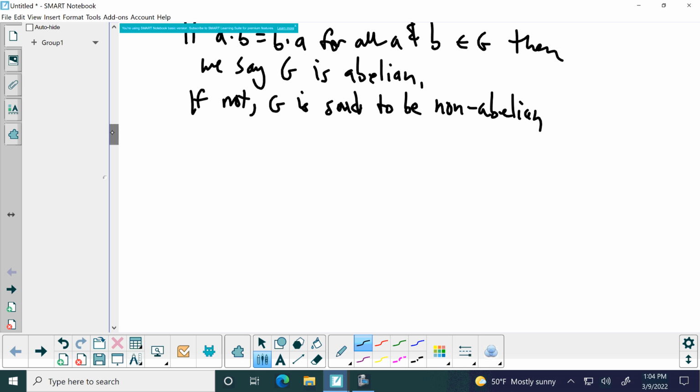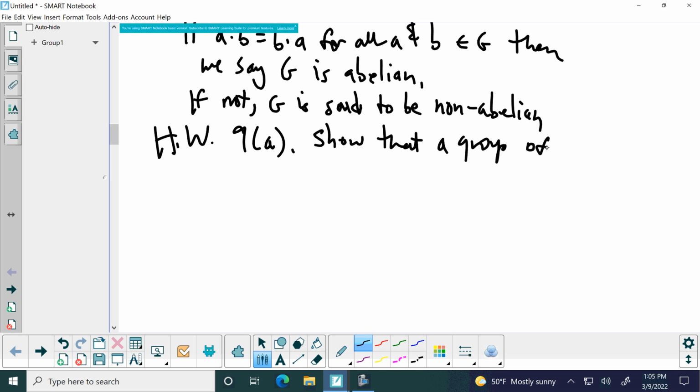So let's look at the homework assignment. One of the homework problems was 9A. Let's look at 9A. Show that a group of 3 elements is abelian. Okay, so 9A says show that a group of 3 elements is abelian.